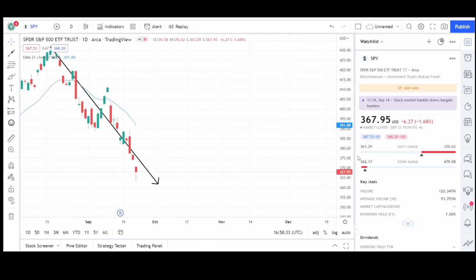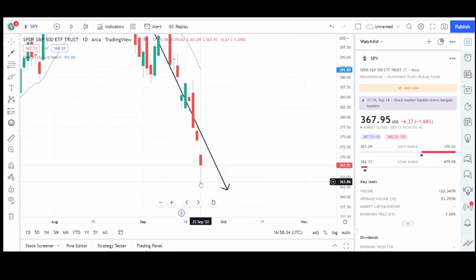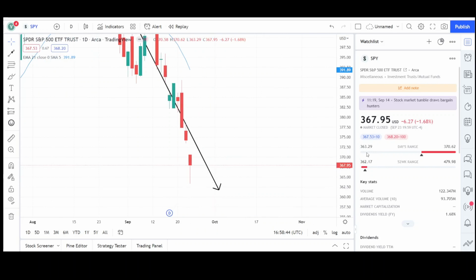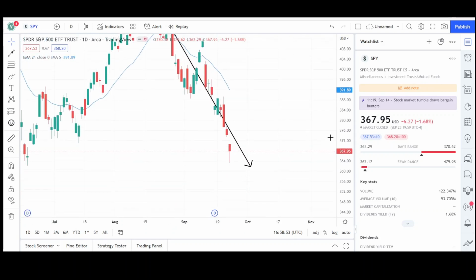And you can see that this was a red bar on Friday. It was trading right around this 363 level. Actually, 363.29 was the low of that day, and buyers drove it up to 368.04. So we got that bounce because that measured move target was hit.